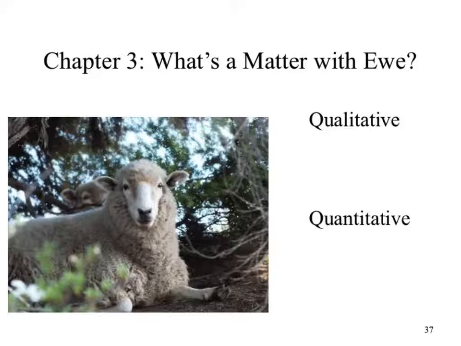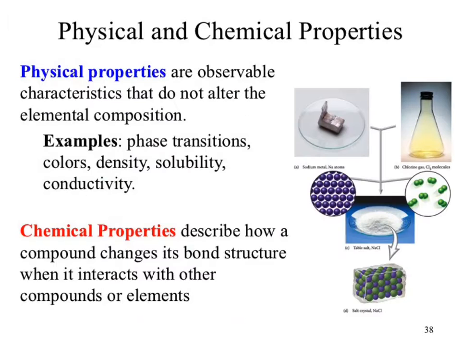Okay. So, qualitative and quantitative, we'll jump back into chapter 3 for a little bit. Chemical and physical properties. Your physical properties are observable characteristics that don't change the elemental composition. Okay, so we don't make or break chemical bonds. Now that we have a rough idea of Lewis structure, we know what chemical bonds are. We don't make or break those.